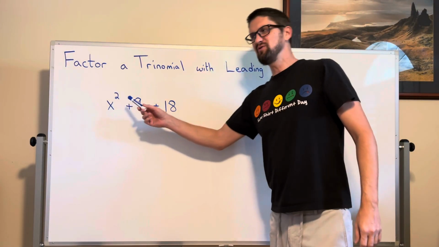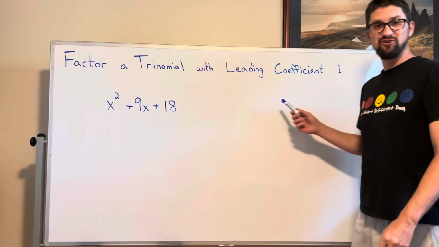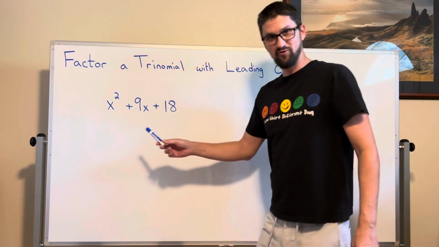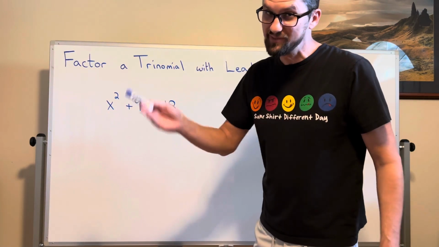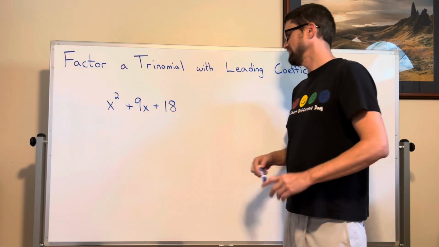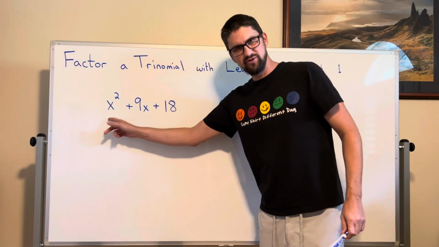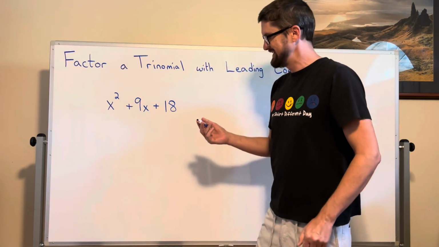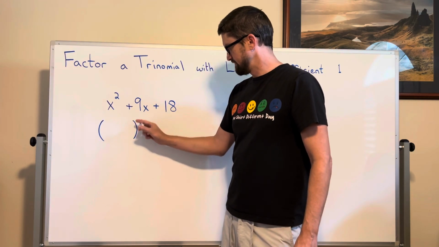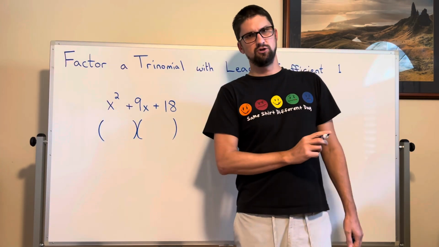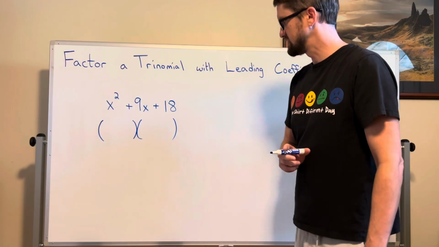Factor a trinomial with leading coefficient 1. The leading coefficient is the number in front of x squared. It's invisible, but it's 1. Now this is a trinomial, 3 terms. It's going to factor into 2 binomials, which we will represent with 2 sets of parentheses.